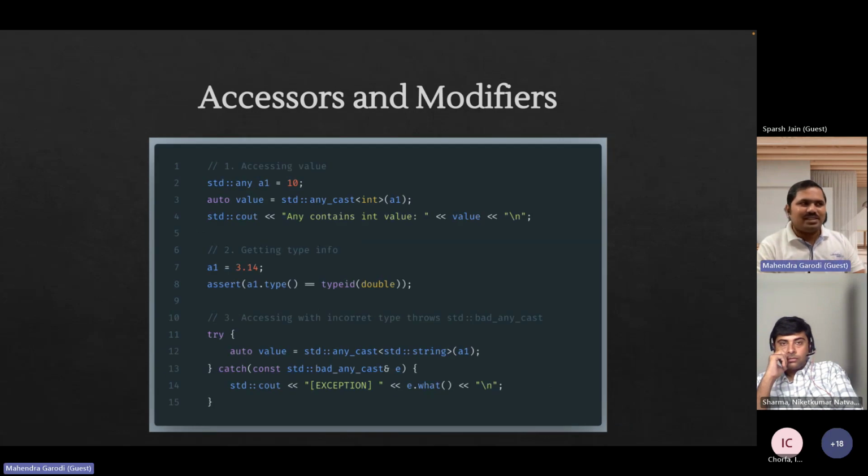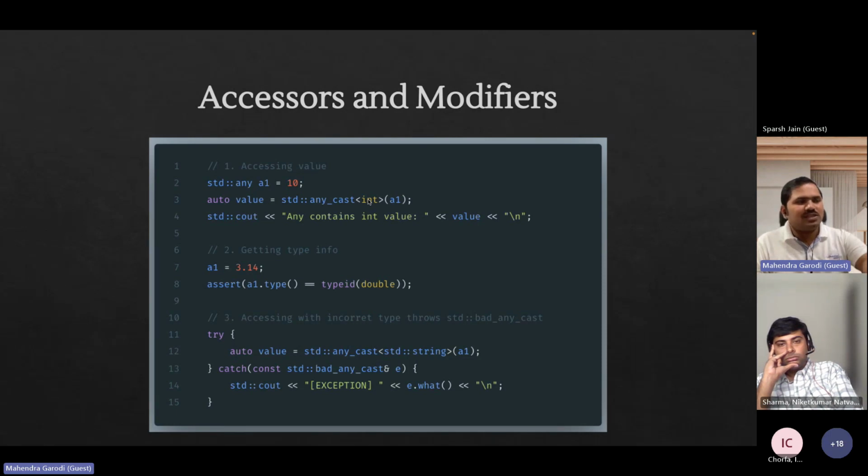Accessors and modifiers, very simple one. So we have this any cast. By using any cast, if you wrongly pass a type here, it will throw an exception. As simple as that. So let's say a1 is an integer now; if I try to use double instead of int on line number 3, it will throw an exception to me.